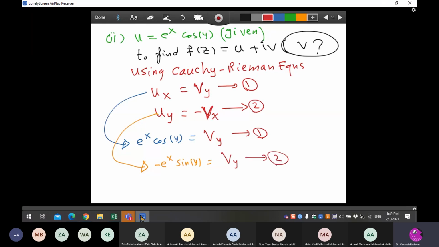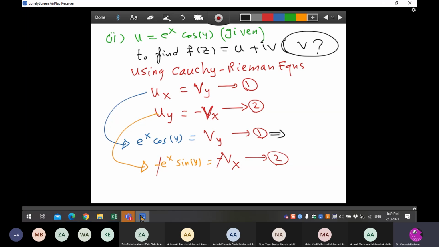I have two differential equations because Vy is partial V by partial y. Which one am I going to integrate? It doesn't matter. But I think I made a mistake here: it is Vx, minus Vx, so I can cancel out this minus with this minus. I can start with any one. You can integrate any one of them. I'll go for this one.